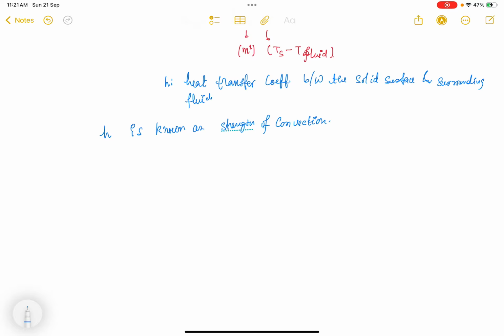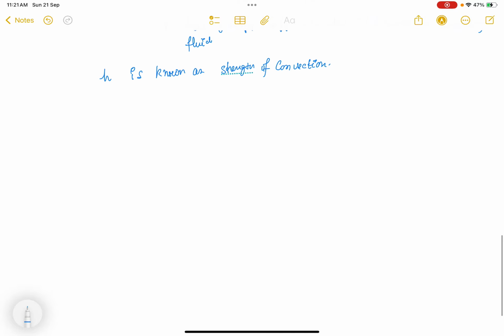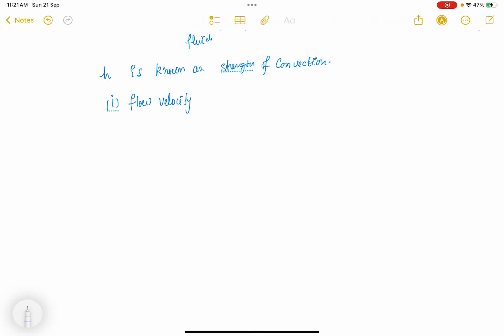Alright. Convection is a very complex property. It is dependent on many things. So let me write on which aspects they generally depend. It depends generally on flow velocity. Means higher the fluid velocity, higher will be the convection. And properties of the fluid, thermophysical properties, of course, like thermal conductivity, density, specific heat, viscosity, etc.